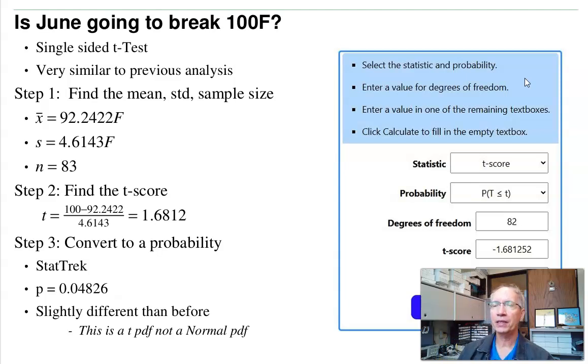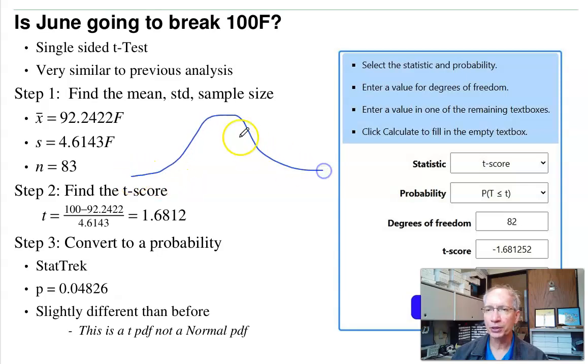Well, I know the mean, I know the standard deviation, I know the sample size. To find out if it's going to break 100, I do a t-test. So again, June is a normal distribution. I've got a mean of 92. I'm looking for the number 100. What is the distance of 100 from 92 in terms of standard deviation? That's the t-score. That is, how far is 100 from 92 in terms of standard deviation. It's 1.6812 standard deviations away.